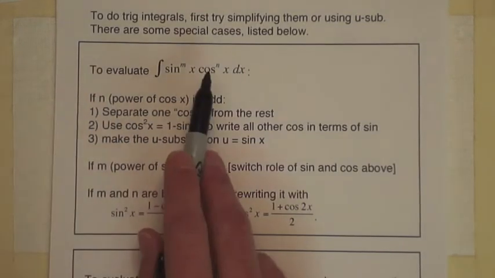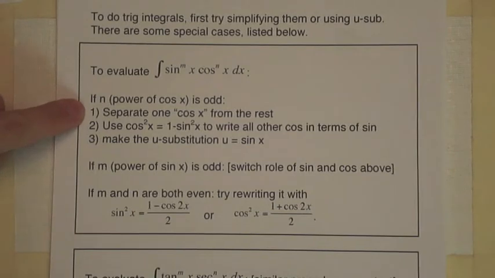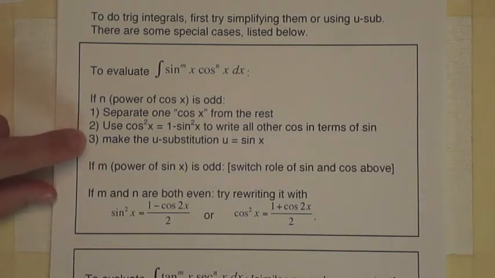First, let's say that n, the power of cosine x, is odd. You want to separate one of the cosine x's from the rest. You're going to use this Pythagorean identity, cosine squared equals 1 minus sine squared, to write all other cosines in terms of sine. And then you're going to make this clever u substitution, u equals sine x. I'll do an example of this in a minute. Similarly, if the power of sine x is odd, you follow the same procedure, but switching the roles of sine and cosine.